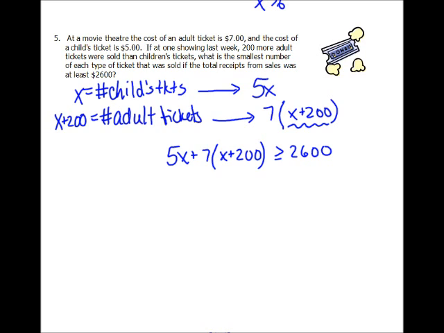So you're going to simplify that, which you can do on your own, and solve it, and you get x is greater than, hope you paused here, or less, greater than or equal to 200. So the children's tickets were greater than or equal to 200, and the adult tickets were greater than or equal to 400. Good? Hopefully this went well for you.